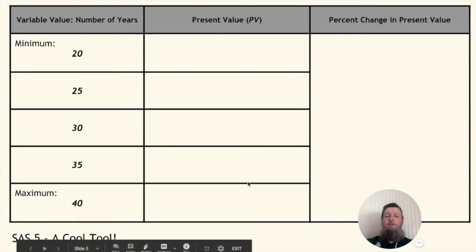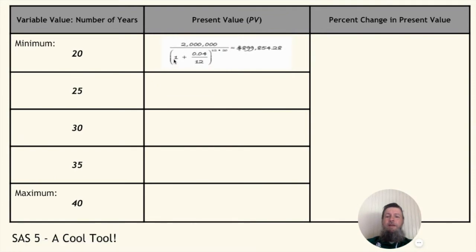Minimum number of years he's going to put in his investment is 20. Let's see what that does to his present value. So he wants $2 million, and he's going to divide by 1 plus, and we're going to take the average of the percentage, which is 4%, 0.04 divided by 12, which is monthly. We're taking the average of the compounding periods, which is monthly. If he only wants to wait 20 years, he's going to have to put in $899,854.